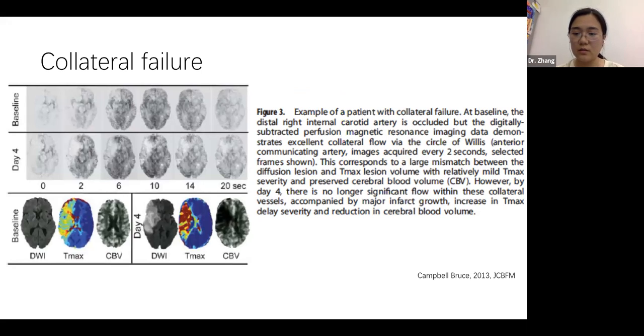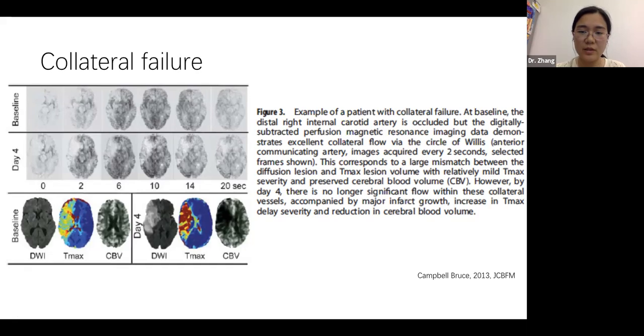So collateral failure, I think, was first published by Dr. Bruce Campbell, published in BMJ. And this is an example of a patient with collateral failure. Let's see. At baseline, the distal right internal carotid artery is occluded, as shown on DSA, subtracted DSA, and perfusion magnetic resonance imaging. Actually, this imaging is PWI.